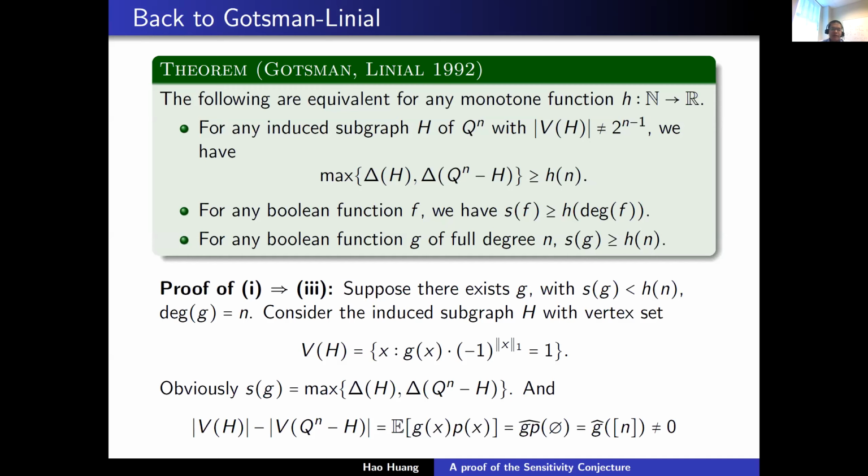And for 1 to 3, you just multiply this Boolean function g with the so-called parity function. So it's minus 1 to the sum of its coordinates. And it turns out that the sensitivity of this g corresponds to this maximum degree. And the Boolean function having full degree basically tells you that this is an unbalanced partition.